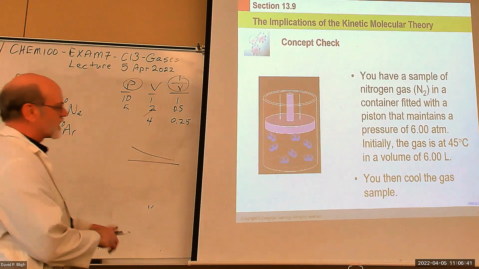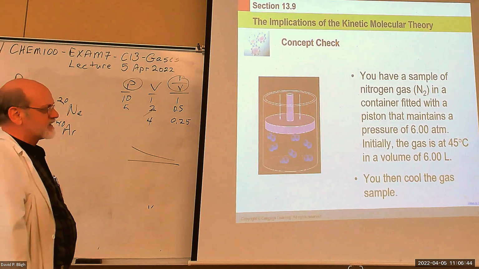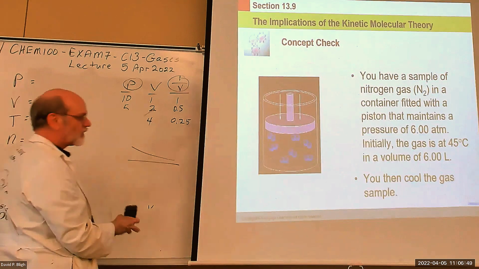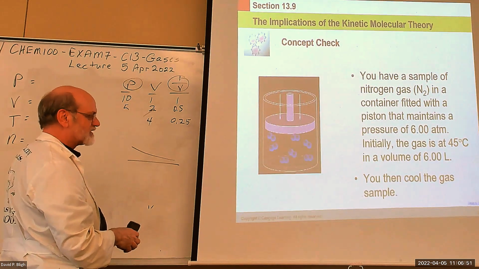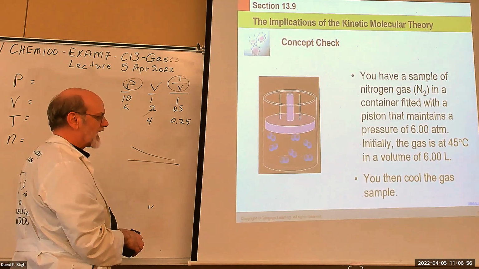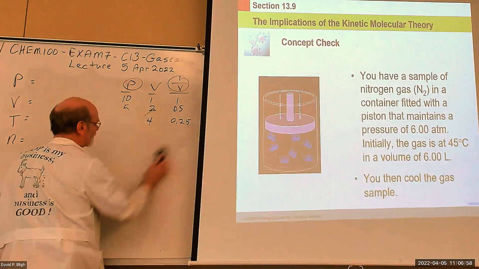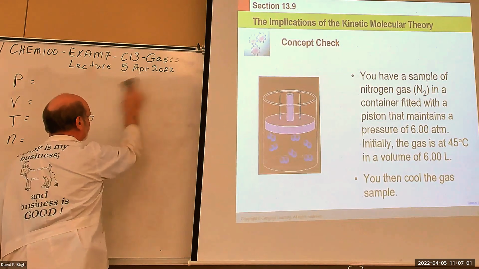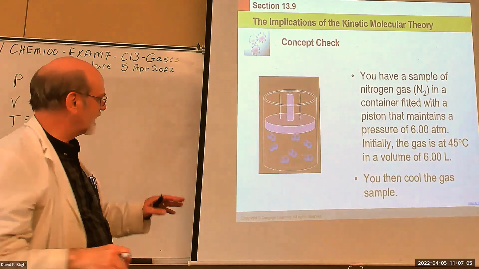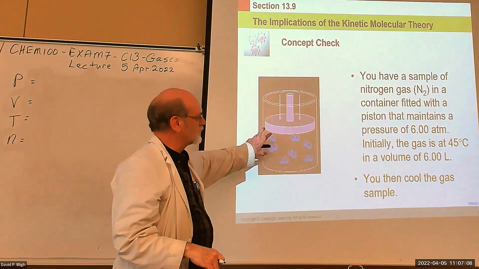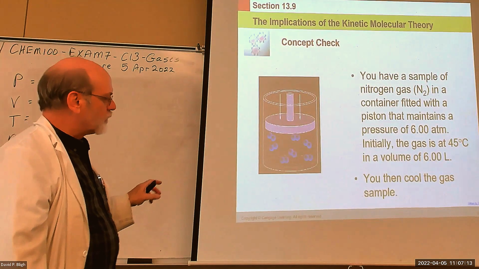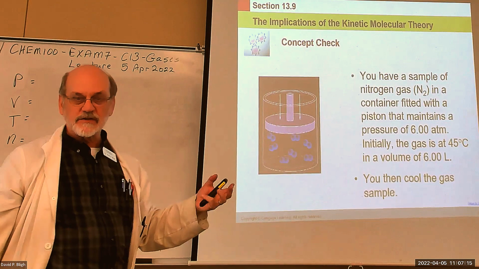You have a sample of nitrogen gas in a container fitted with a piston that contained the pressure 6 atmospheres. Initially, the gas is at 45 degrees in a volume of 6 liters. You then cool the gas sample. All right. So the number of moles is constant. We got no way to get into or out of that. Pressure is constant at 6 atmospheres. So if we change the temperature, the volume changes. That's Charles' law.